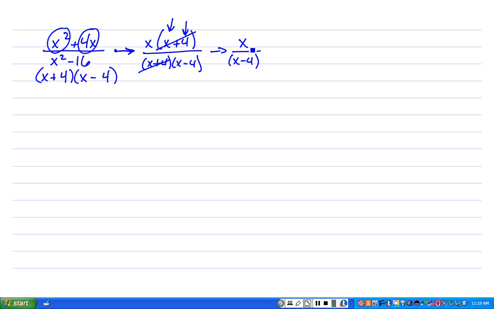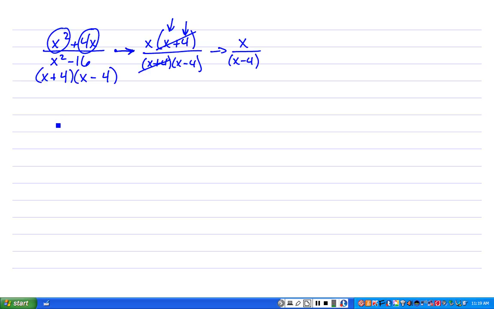The only way you can cancel this binomial down here is if you had x minus 4 in the numerator as well. You can't just say x and x would cancel and leave you with a 1 over 4, negative 1/4. It doesn't work that way. You can't break up this binomial. So that's the answer there for us.